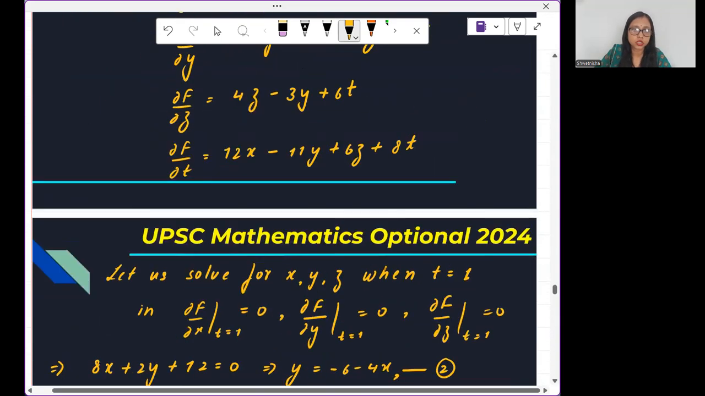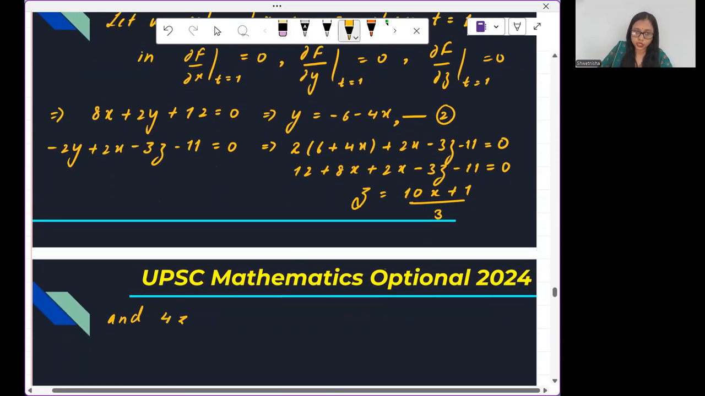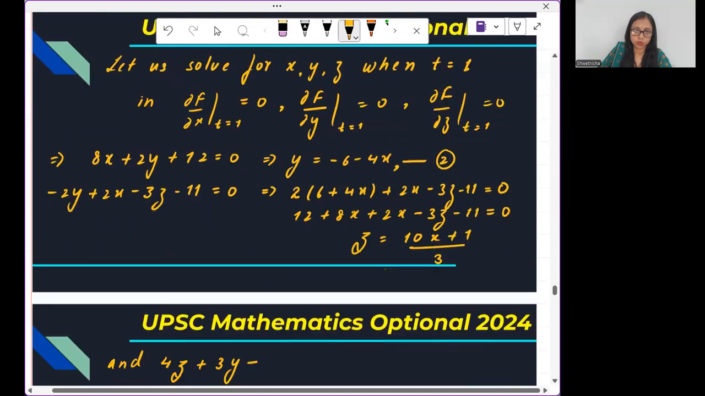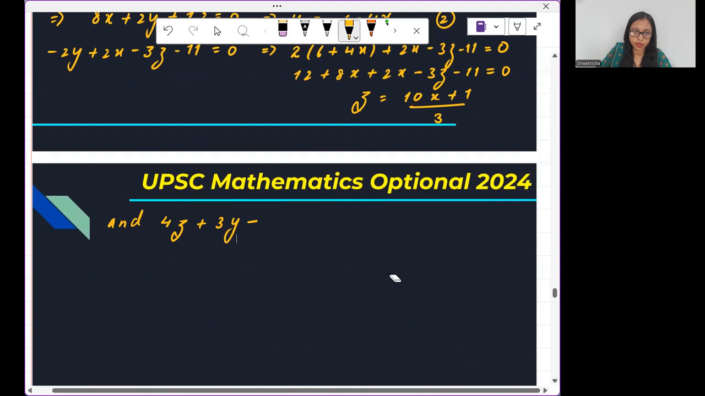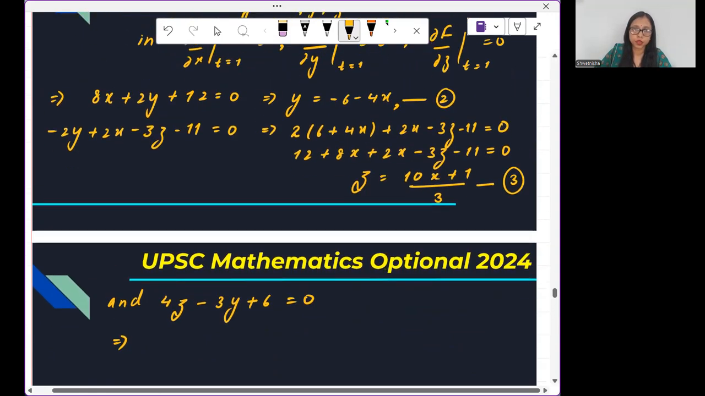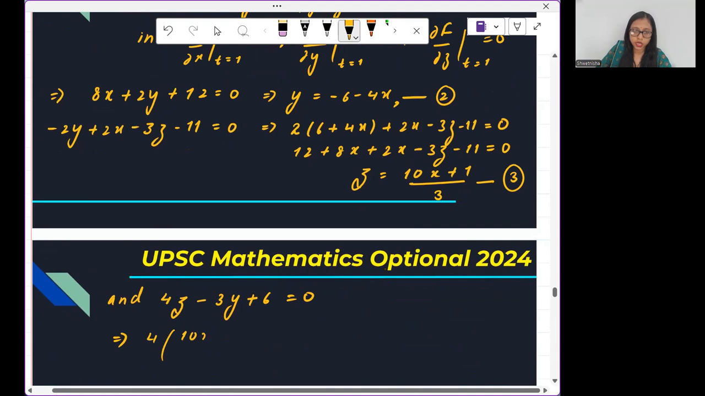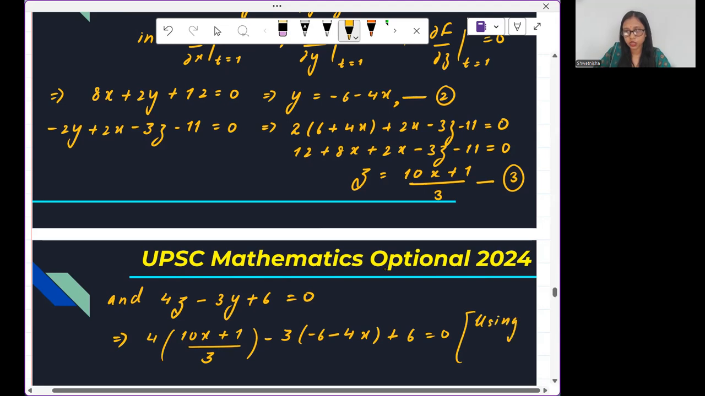And last equation is this 4z minus 3y plus 6 is equals to 0. Implies using 2 and 3 here, 4 times 10x plus 1 by 3 minus 3 times minus 6 minus 4x plus 6 is equals to 0. Using equation 2 and 3.